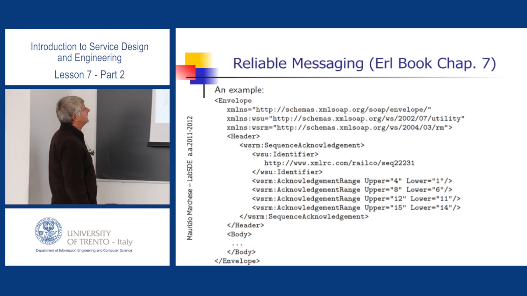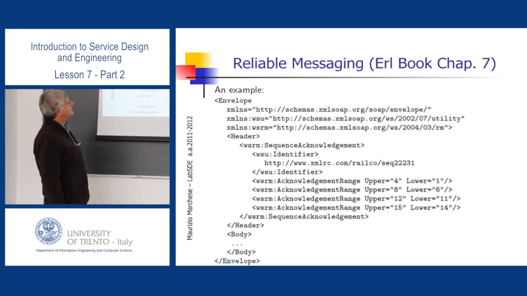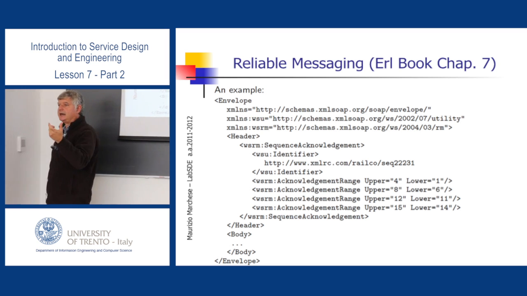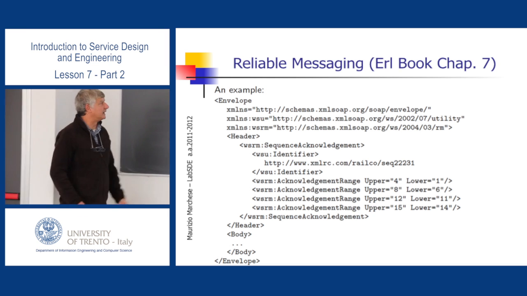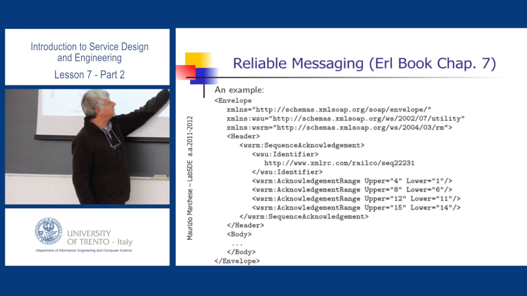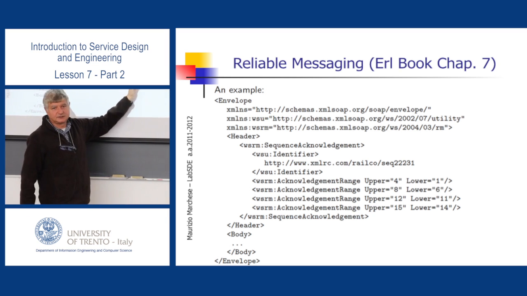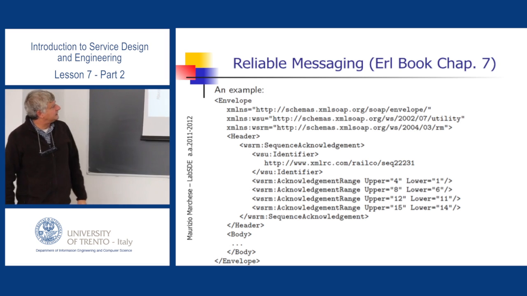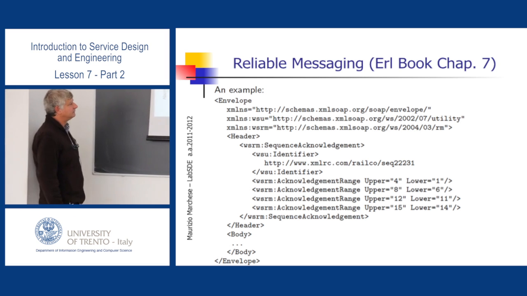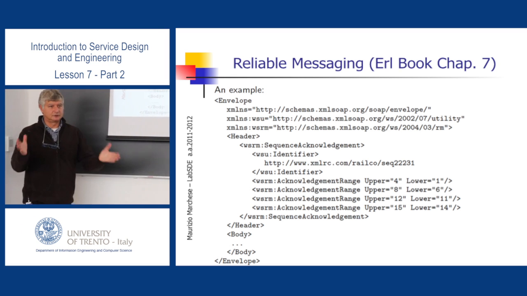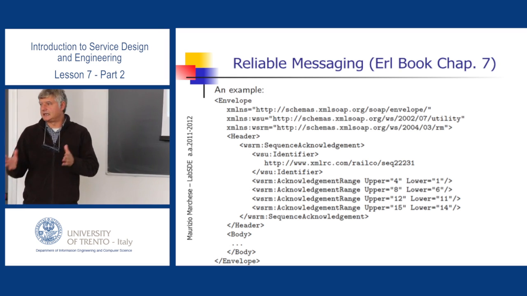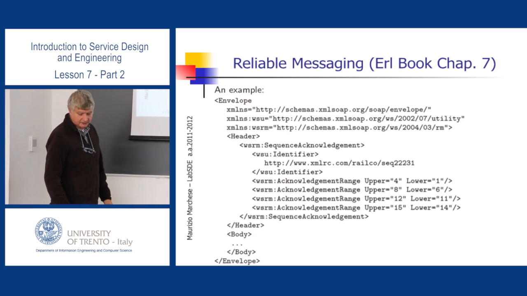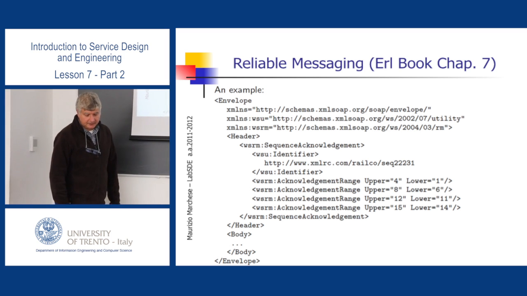And this is an example of what you can get back from this particular protocol. You can get back information about, for instance, the acknowledgement of the range of the messages that have arrived. So it has arrived from 1 to 4, it has arrived from 6 to 8, and so on. So here you see that, in this case, number 5 is missing, number 9 and 10, and number 13. So you have information about the messages that have arrived and the messages that have not arrived. It's a sequence acknowledgement, just as an example.